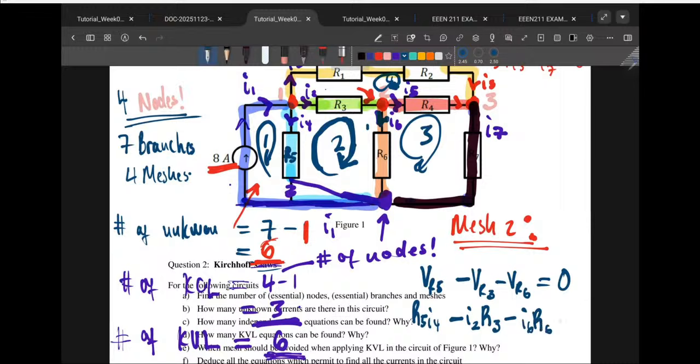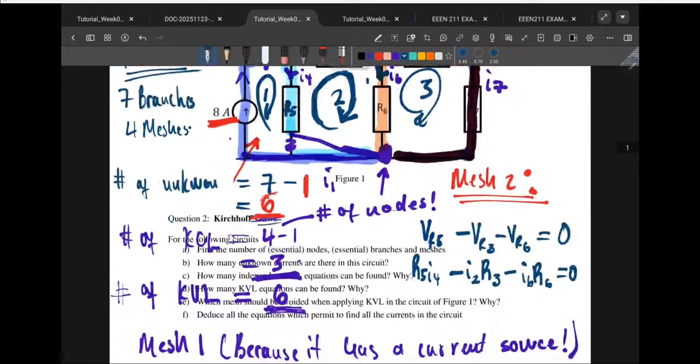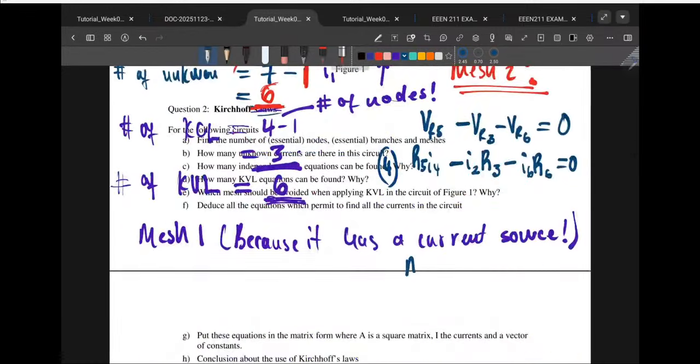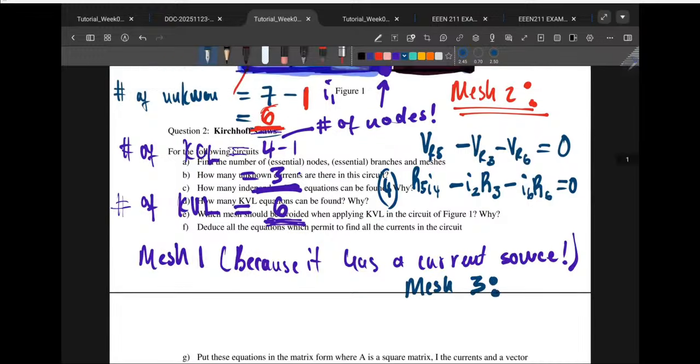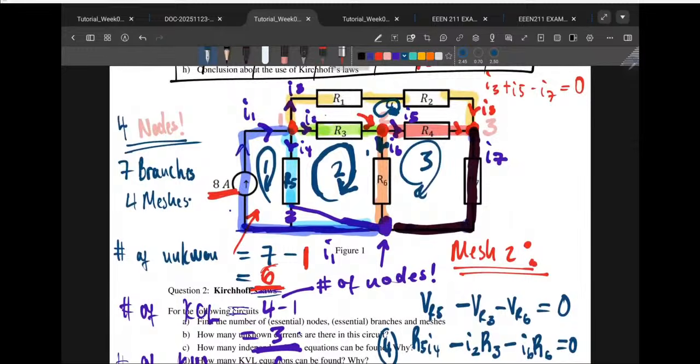Then we are now going to do mesh number 3. Mesh number 3 is simple again. We're going clockwise, like this, like this, like this. That's the way we're going. But we like to put it round like that.